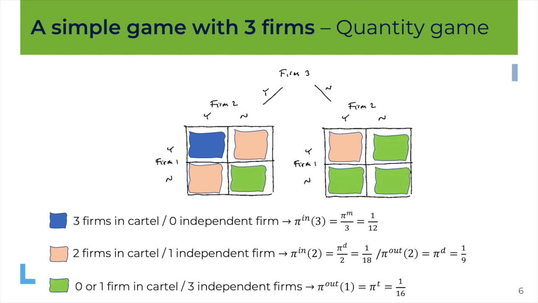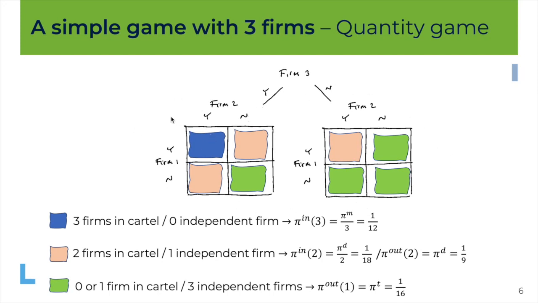Finally, there are situations where only one firm or zero firms say yes at the first stage. Okay, so to form a cartel, of course, you need at least two firms. So if only one firm says yes, it's as if none of them were saying yes, meaning that there are no firm in the cartel and the three firms remain independent. In that case, they've got the profit of the triopoly, which is 1/60. Okay? Now, what we are looking for is the equilibrium at the first stage. So the equilibrium in this game here.